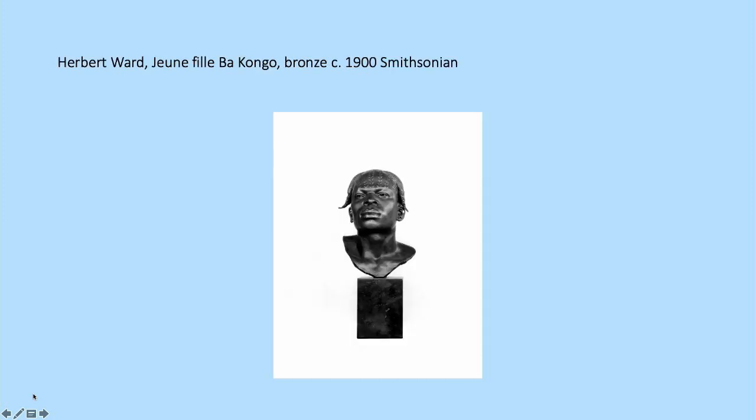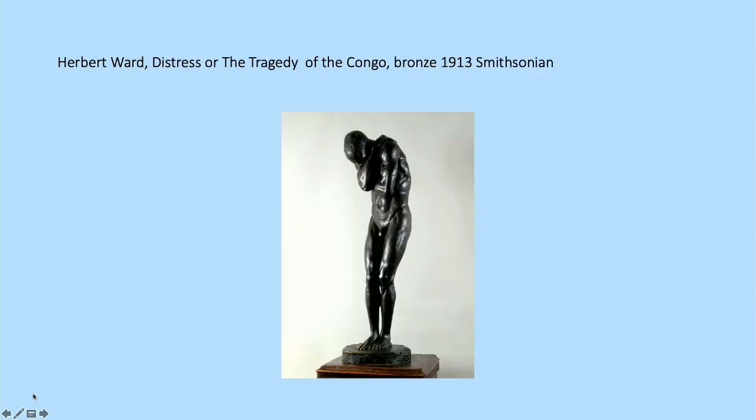In the work from the beginning of the 20th century of the artist Herbert Ward, one can see a clear separation in his oeuvre between anthropological heads in which the tribes are specifically identified, here's Jeanfield Bas Congo, and Occasion Indigène Aruimi, for example, and his full-length generic images of African life, like Distress or the Tragedy of the Congo, that recall works from an earlier age of abolition.